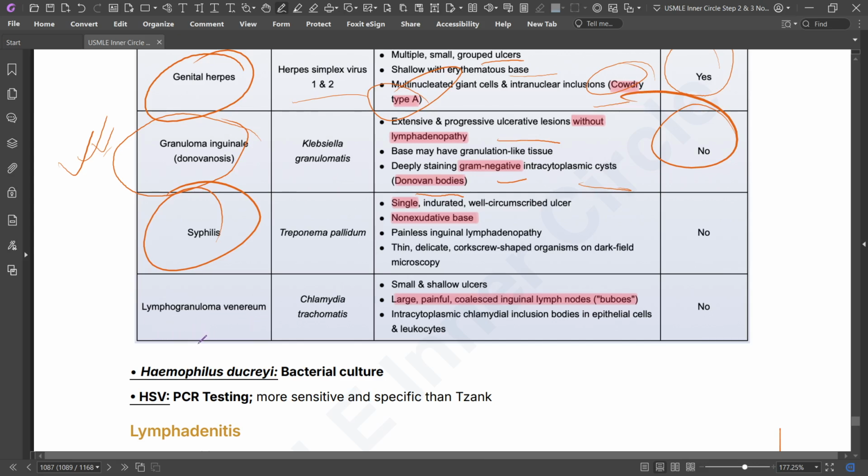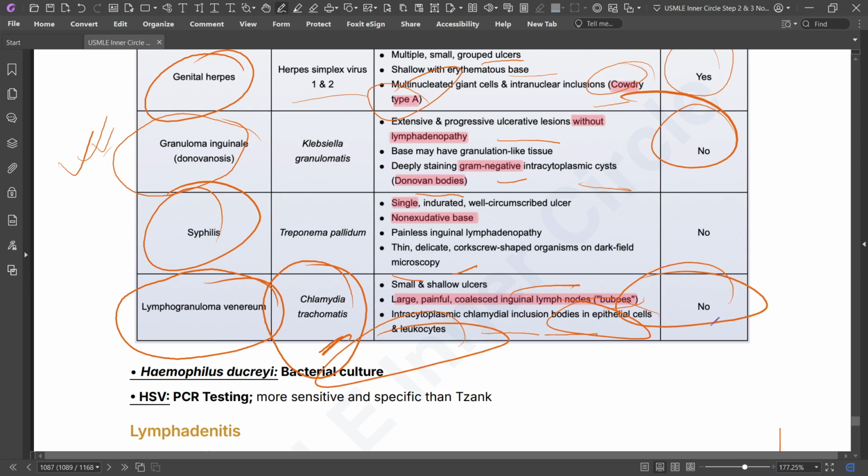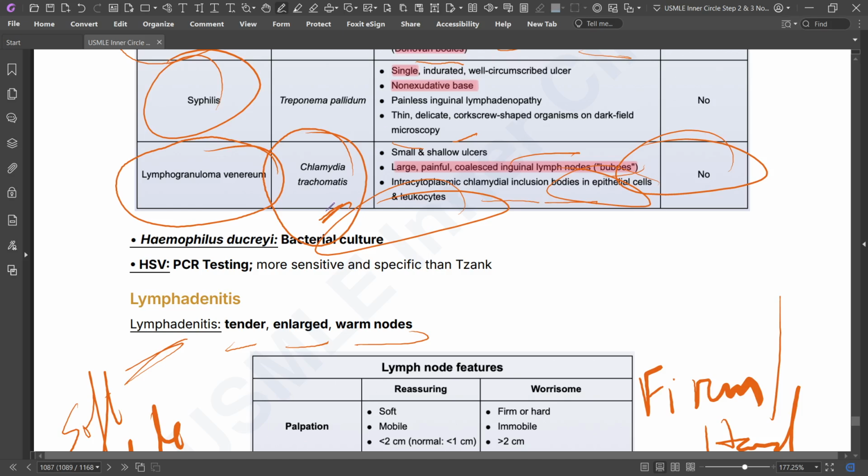Lymphogranuloma venereum is caused by Chlamydia trachomatis. There is a shallow small ulcer, then a large painful pulsing inguinal lymph node, like buboes, with intracytoplasmic chlamydial inclusion bodies in the epithelial cells or leukocytes. Haemophilus ducreyi is diagnosed by bacterial culture, and herpes by HSV PCR testing.